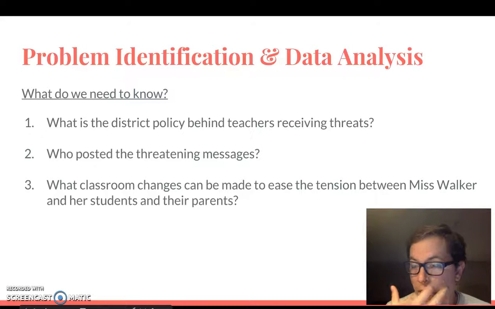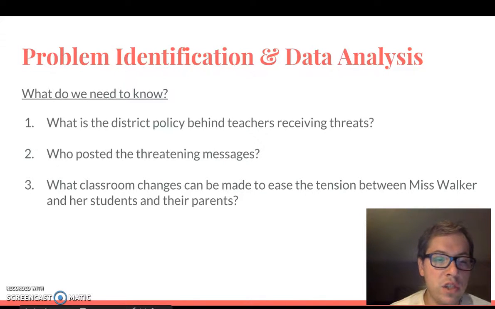Number two is we have to find out who posted these threatening messages. Was it a student? Was it a parent? And how can we resolve this issue? And lastly, what classroom changes can be made to ease the tension between Miss Walker and her students and their parents? Obviously, the building principal has tried this before, but we need to follow up and make sure that the students and parents both feel safe in Miss Walker's room.